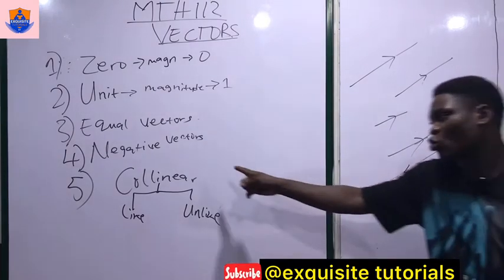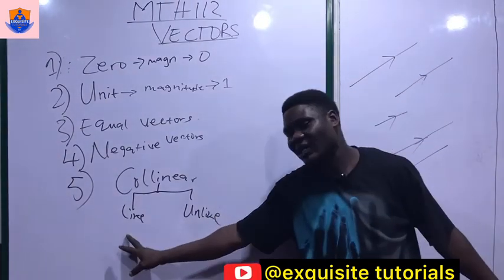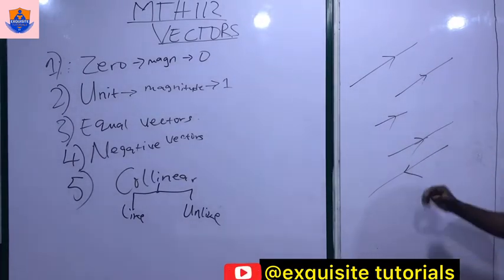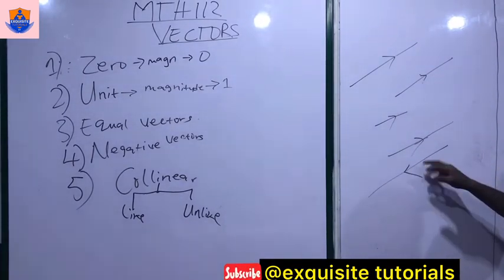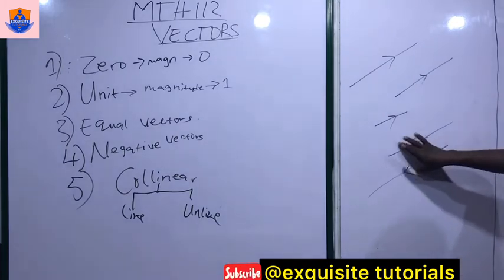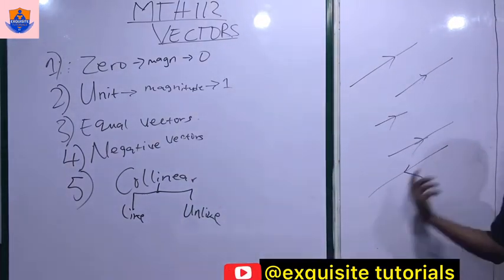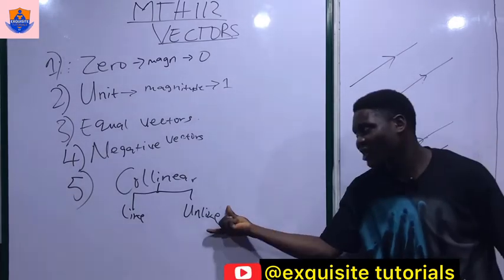Such vectors are collinear, but we call them like vectors. Now, if they are moving in opposite directions, let's consider this vector and this vector. They are parallel to each other, which means that they are collinear. But they are moving in opposite directions, so they are called unlike vectors.